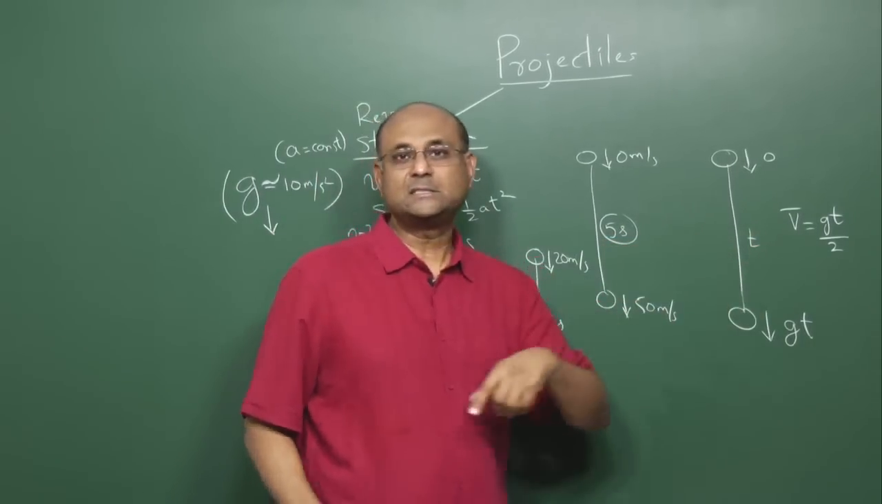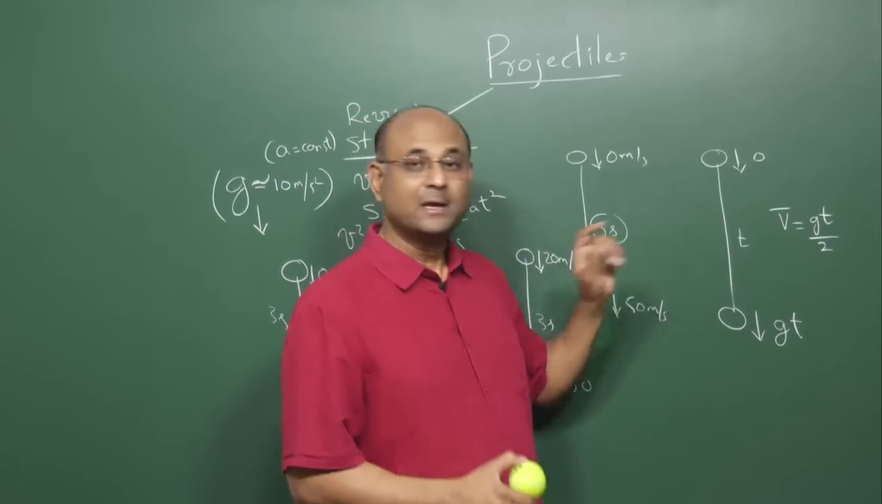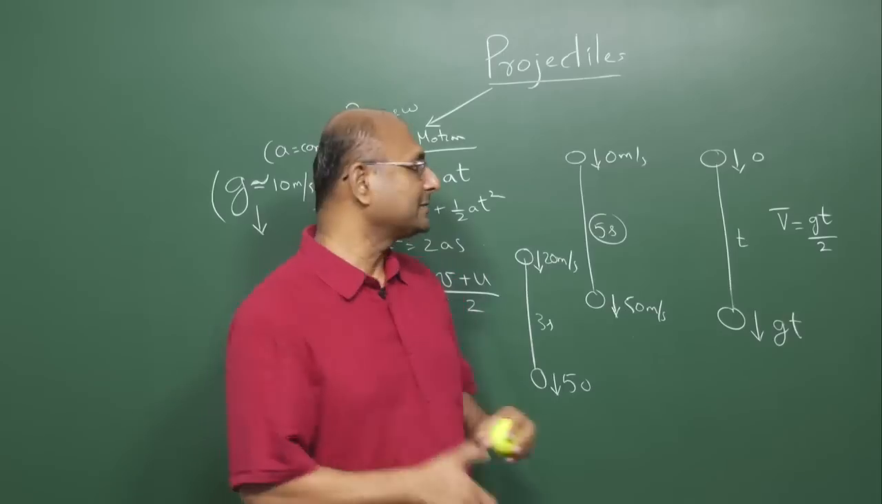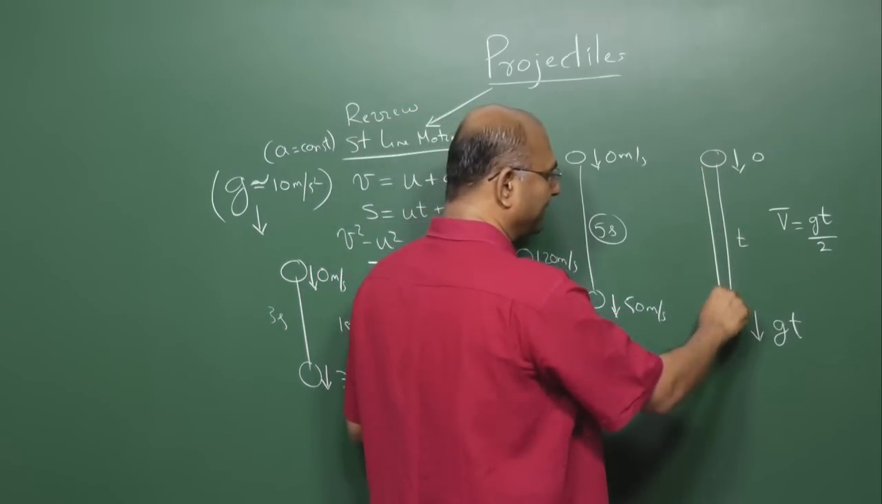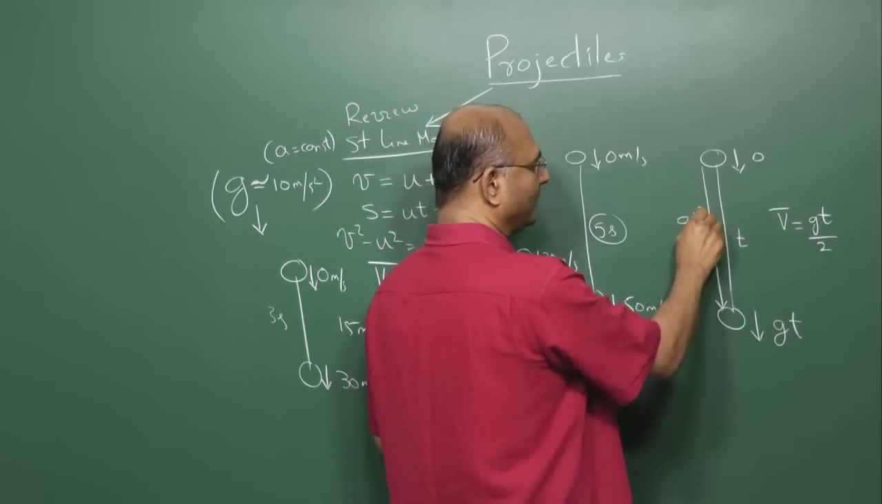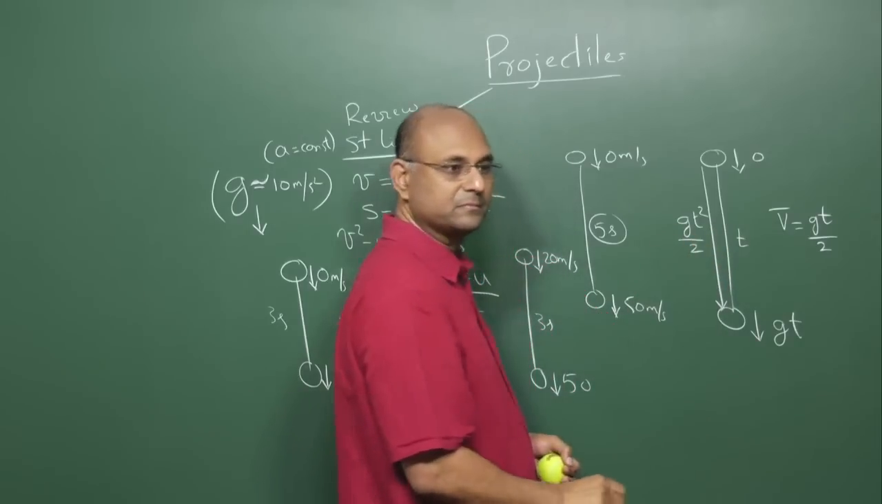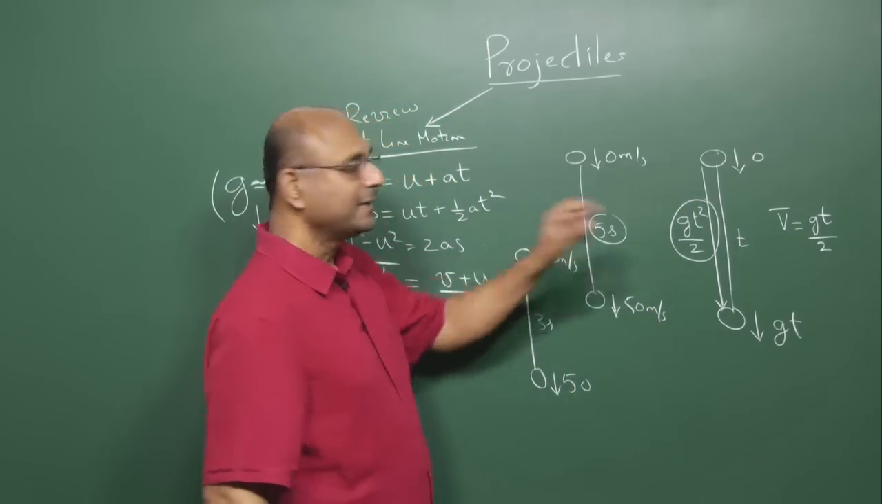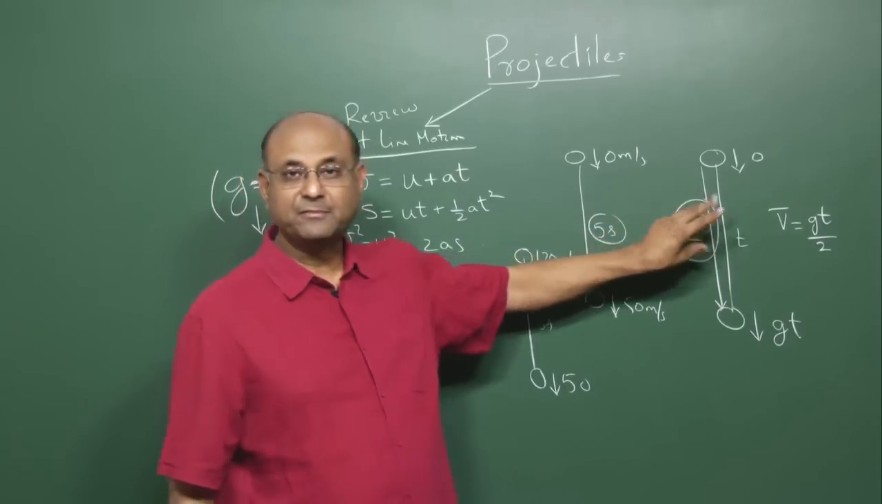In general, gt by 2 will be the average velocity. Average velocity into time will give me the displacement. So this displacement is gt by 2 into t, gt square by 2. Okay, so the height that it is falling by is gt square by 2. Take g to be 10, 5t square.